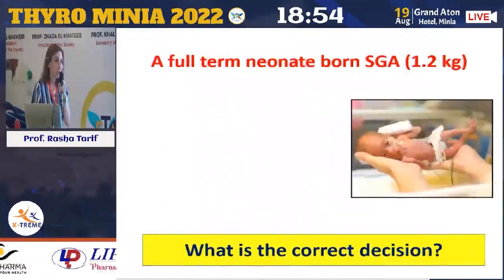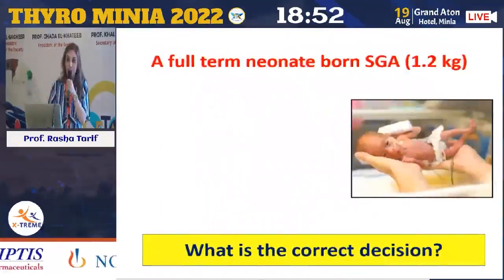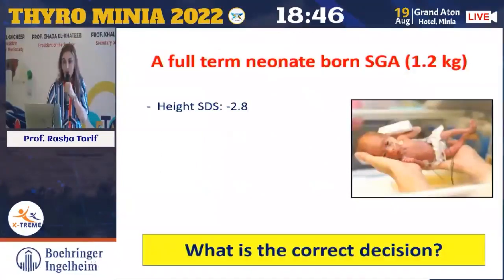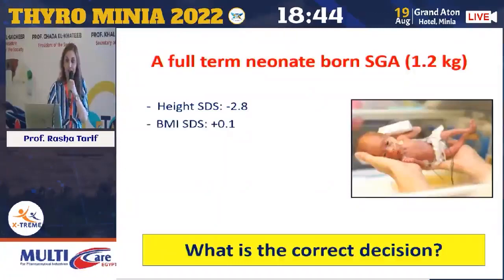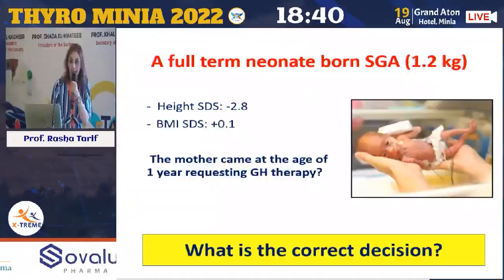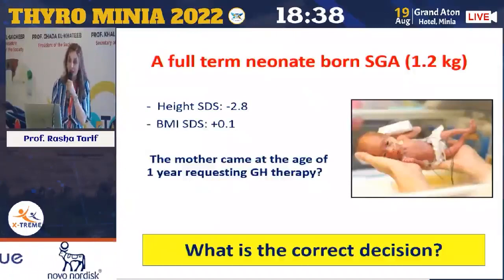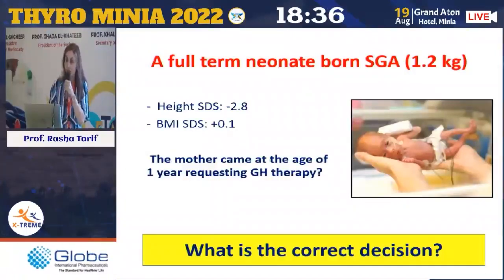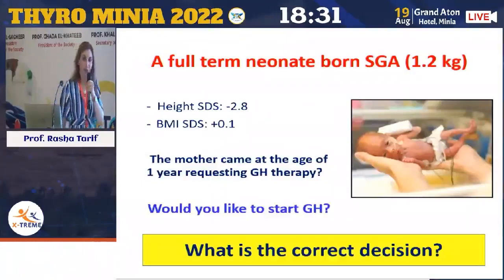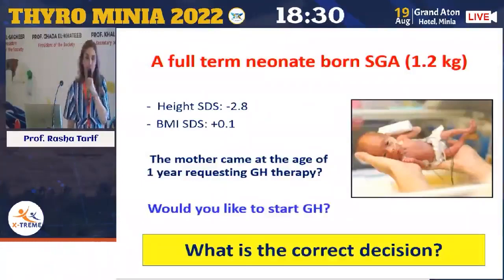Now, let me take you to the story of this full-term neonate. He was born SGA, 1.2 kilograms. His height is minus 2.8. His BMI is normal, and the mother came to me at the age of 1 year requesting growth hormone therapy. What do you think? Shall I take the mother's advice? Would you like to give growth hormone to this very short baby at the age of 1 year? Thank you very much.